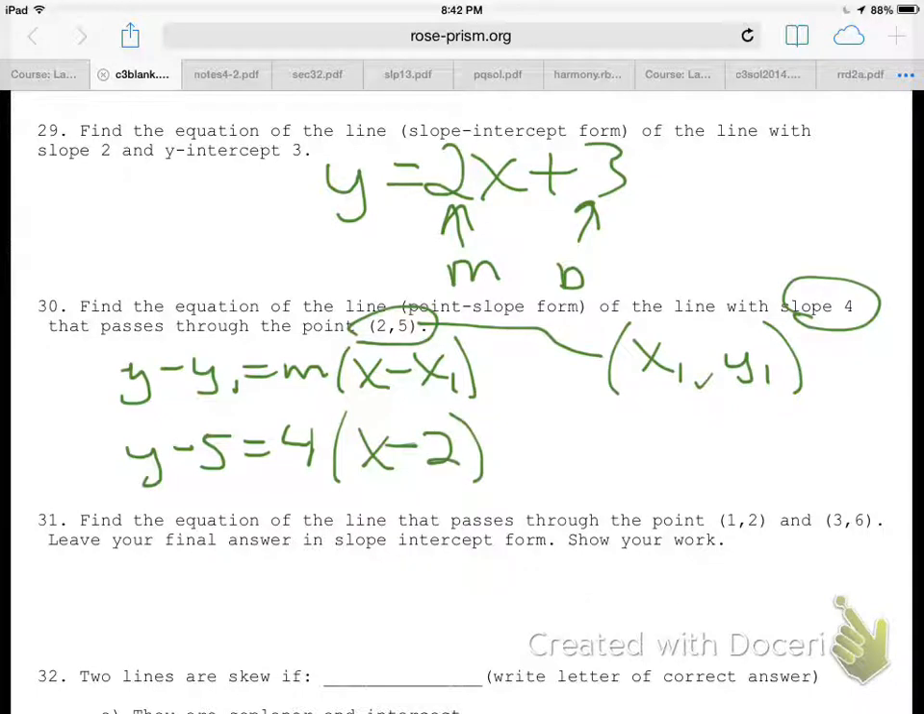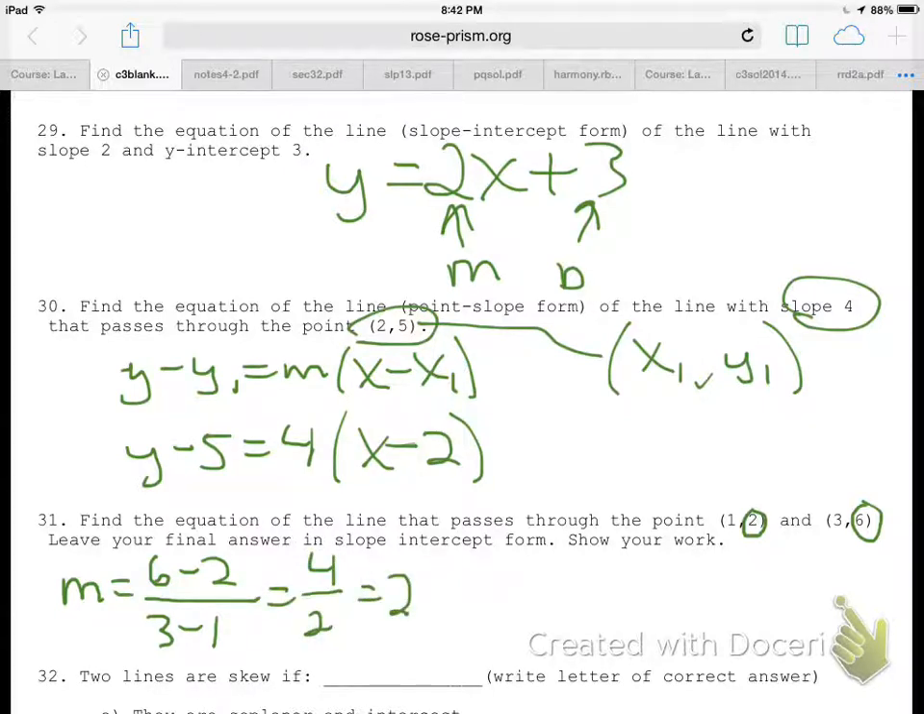Okay. On the next one, I've got 2 points, and I want the equation of the line. I will start by getting a slope. The slope would be, using the slope formula, 6 minus 2, that's y2, the 6, minus y1, the 2, divided by the x's subtracted in the same order, 3 minus 1. Alright, that's going to give us 4 over 2, which is 2.